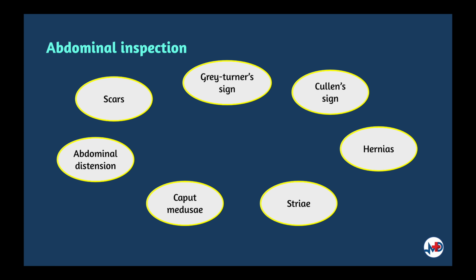Cullen's sign, which is a bruising of the tissue surrounding the umbilicus associated with hemorrhagic pancreatitis, and this is a late sign. Grey-Turner sign, which is bruising in the flanks associated with hemorrhagic pancreatitis as well.